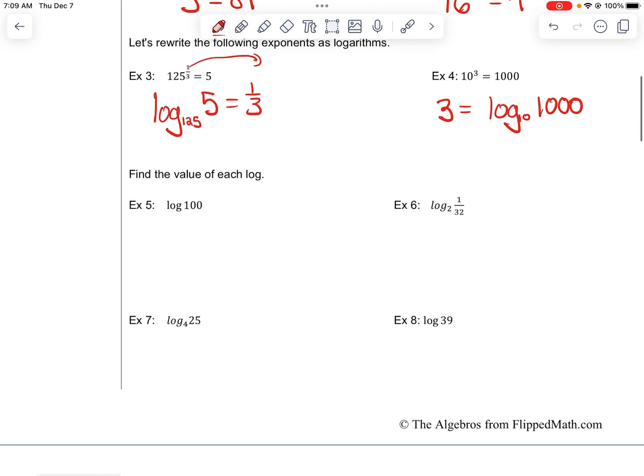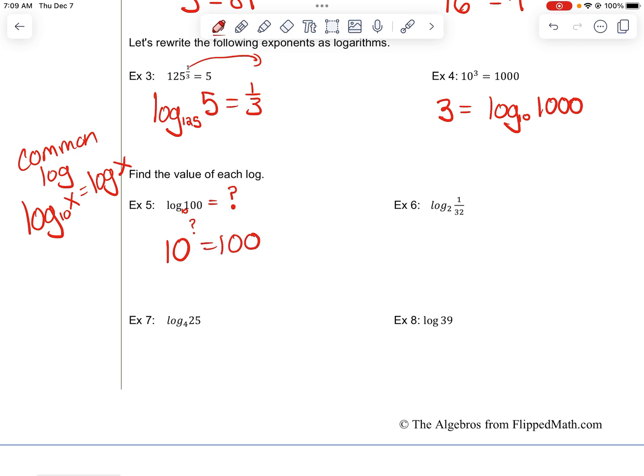Now if you need to evaluate the log, one thing you'll notice here is that there isn't a base. That is what is called the common log. So log base 10 of x equals log of x. If you don't see a little base, you can assume there's a 10 right there. So we need to evaluate this. What does this equal? We don't know. Well, if I write this as an exponent, 10 to some power equals 100. So that would be 2.